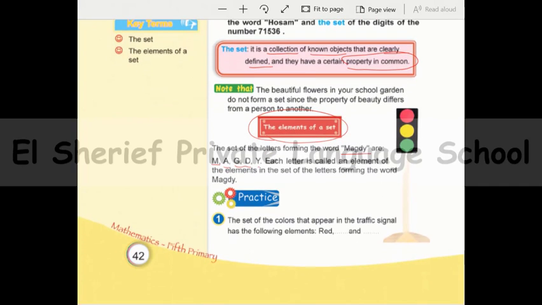Another example: the set of colors that appear in a traffic signal has the following elements. All of us know them: red, yellow, and green. So this is a set, because it is clearly defined with a certain property in common, and all of us know the elements are red, yellow, and green. So the elements means all the elements included in this set.